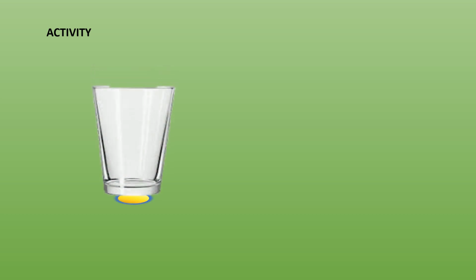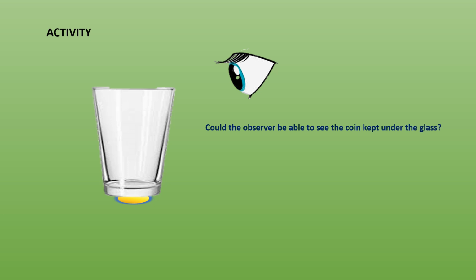Let us do one activity to understand total internal reflection. Place one coin on the floor. Place one glass on the coin. Now, could the observer be able to see the coin kept under the glass? Yes, the observer, he can see the coin which is kept under the glass.